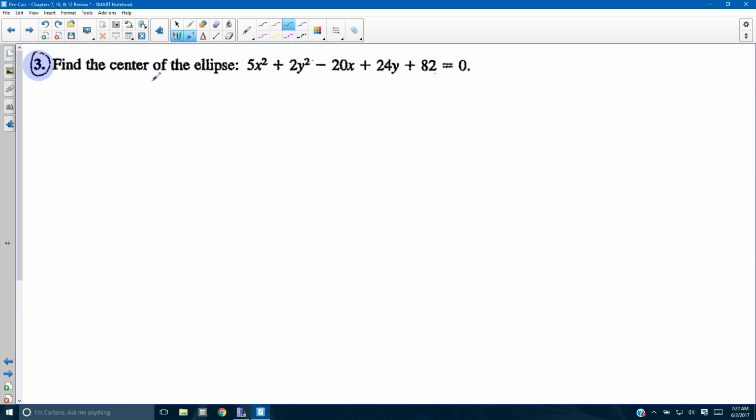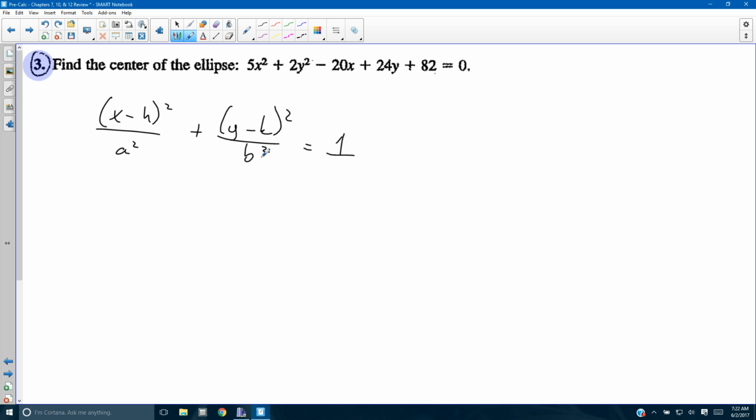Number 3, find the center of the ellipse. 5x squared plus 2y squared minus 20x plus 24y plus 82 equals 0. The center just requires that I know my standard form of my ellipse here: x minus h squared over, it might be an a squared, it might be a b squared, I'm not sure which one. I'm just going to put it this way to begin with. y minus k squared over b squared equals 1.